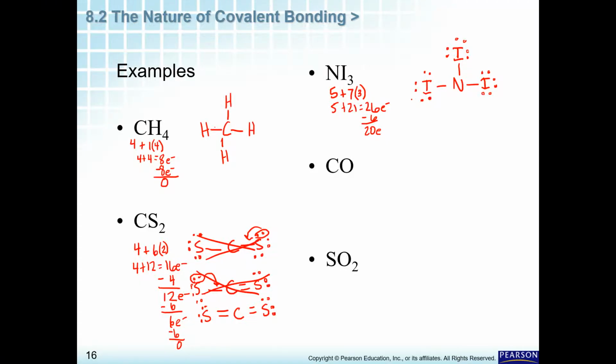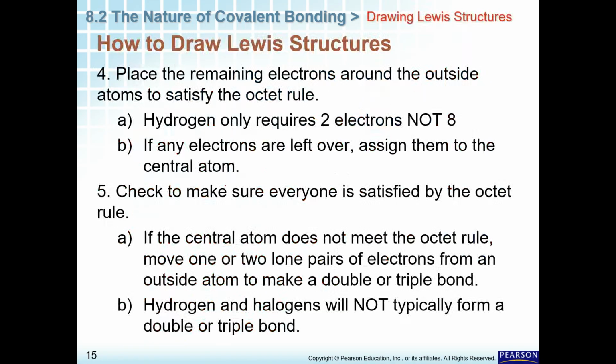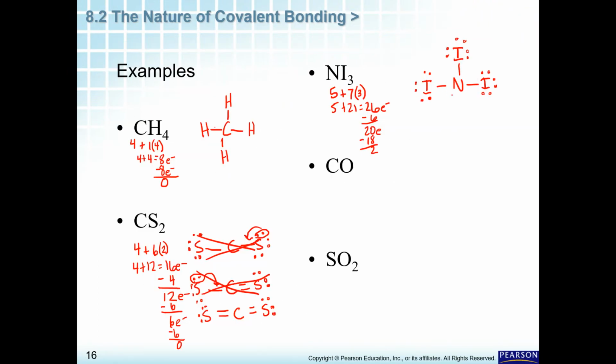Okay, so I placed 2, 4, 6, 8, 10, 12, 14, 16, 18 electrons. And that leaves me with 2. So I have 2 more left over. If any electrons are left over, assign them to the central atom. So we're going to put them back on that middle atom. So we're going to put 1, 2 here, and this gets me to 0.